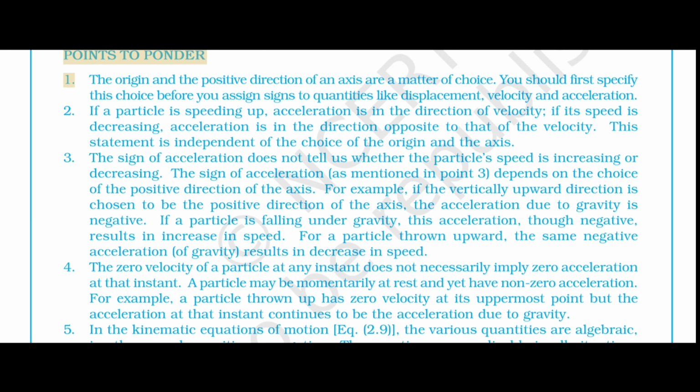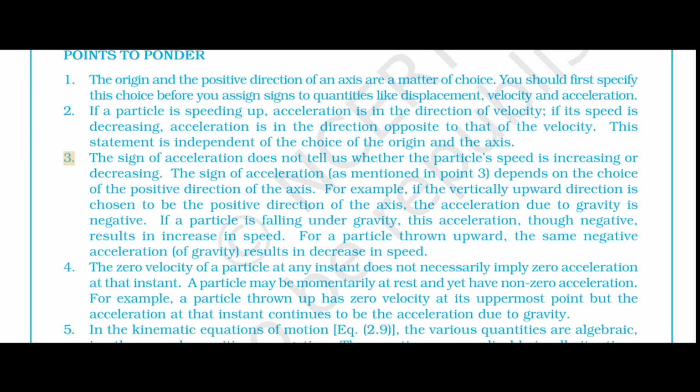Points to ponder. 1. The origin and the positive direction of an axis are a matter of choice. You should first specify this choice before you assign signs to quantities like displacement, velocity and acceleration. 2. If a particle is speeding up, acceleration is in the direction of velocity. If its speed is decreasing, acceleration is in the direction opposite to that of the velocity. This statement is independent of the choice of the origin and the axis.